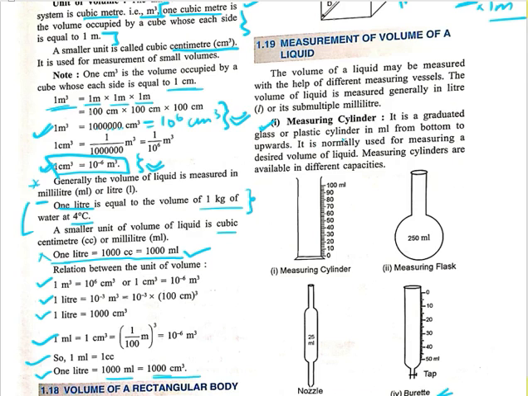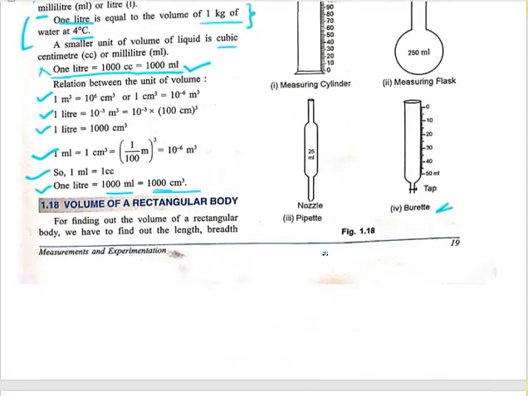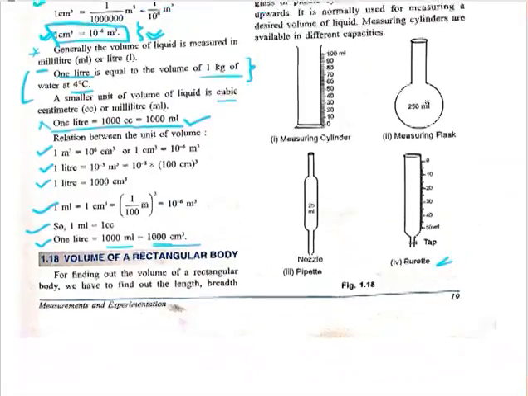So it is a graduated glass or plastic cylinder in milliliters. This measuring cylinder will be made either of plastic or of glass, and its marking will be in milliliters, that is 0 ml, 10 ml, 20 ml, 30 ml, or 100 ml. We cannot measure large volumes in liters. It is normally used for measuring the desired volume of liquid, and measuring cylinders are available in different capacities. We can find larger measuring cylinders which can measure in liters also. So you can see the different ones.